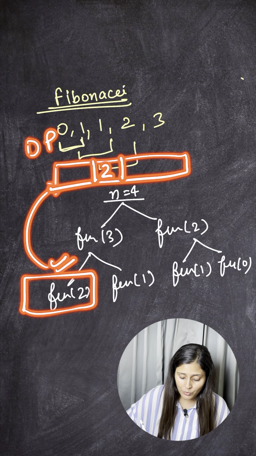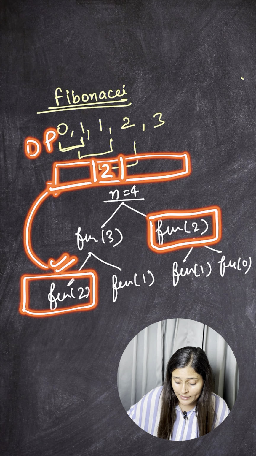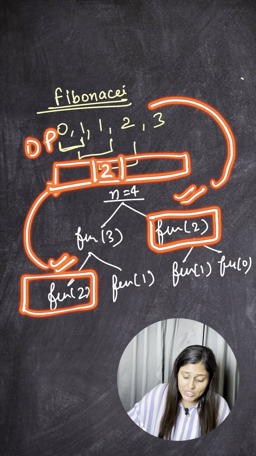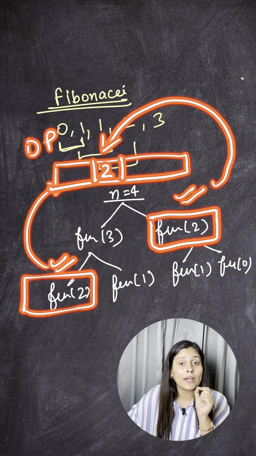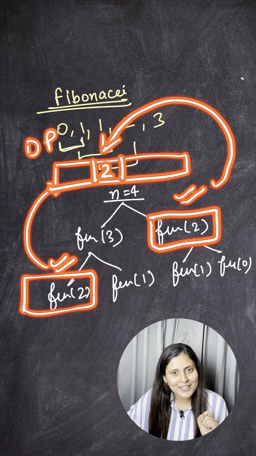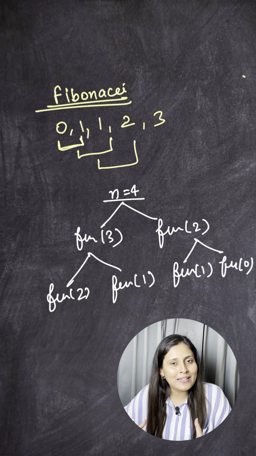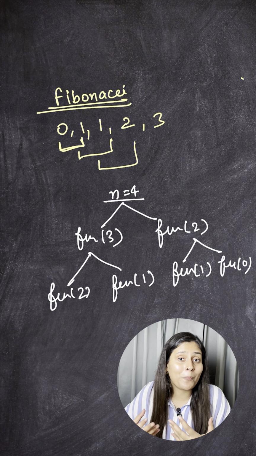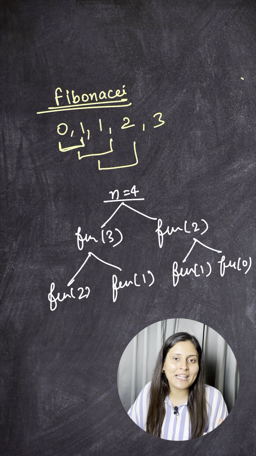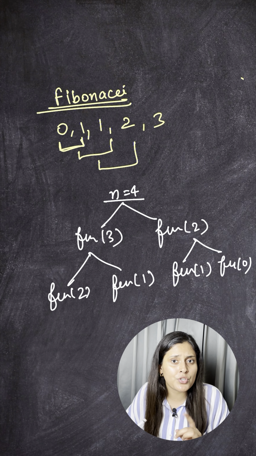Suppose for 2 we have 2. So when you encounter the same function, you will check in the DP. If the answer is already calculated, you will not call the recursion function and hence you will return the same item. So basically DP is nothing but recursion plus optimization. So that's why every DP is recursion, but every recursion is not DP.